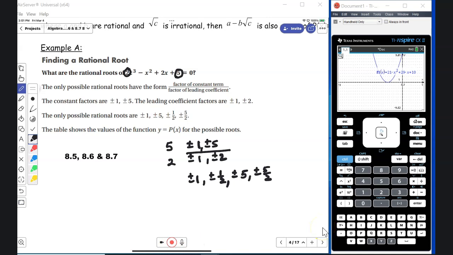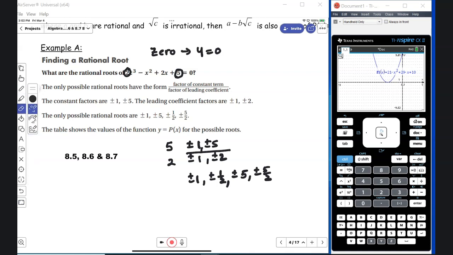Remember that for it to be a root, or for it to be a 0, the y value has to be 0, right? So for it to be a 0, we know that the y value has to equal 0. So what we need to do is use synthetic division, and our goal is to figure out which of the roots is going to give us a remainder of 0. Because if it's a remainder of 0, then I know that it is a factor. Okay, so I'm going to try 1.